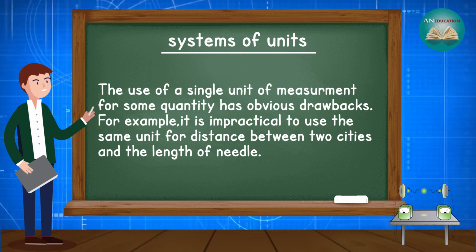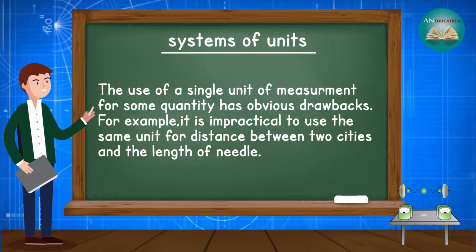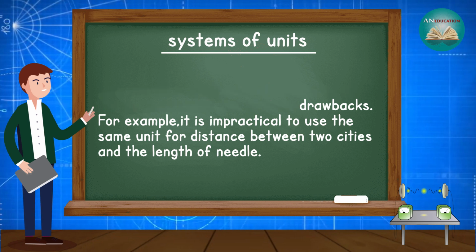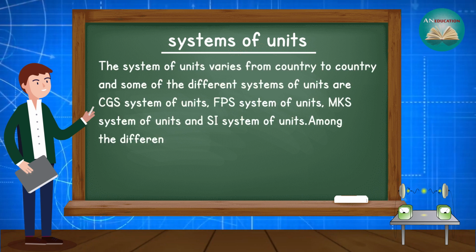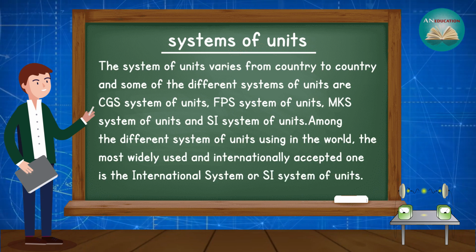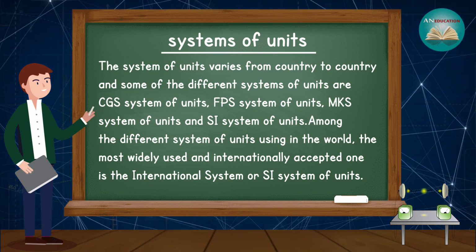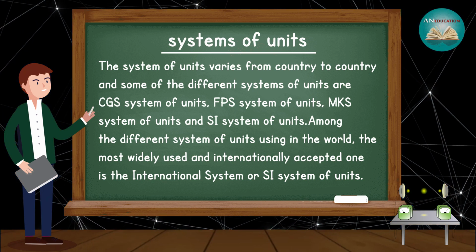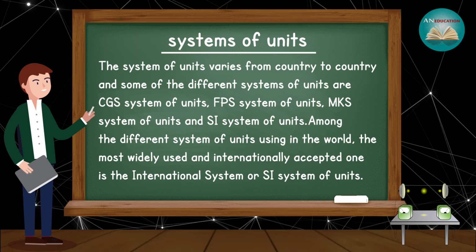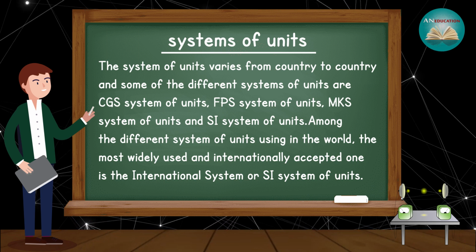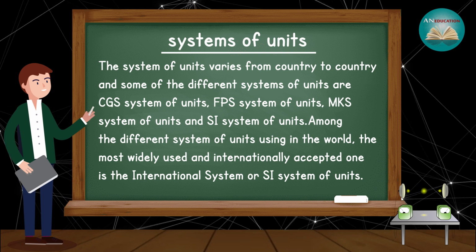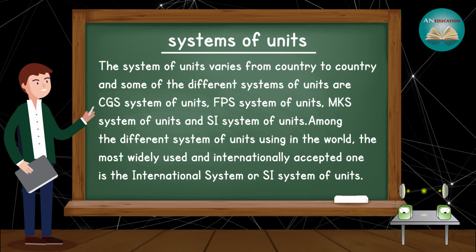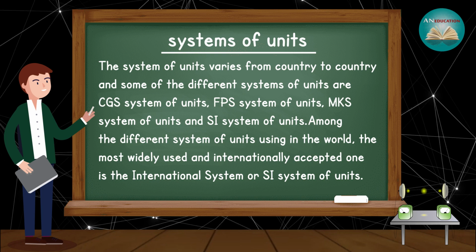The system of units varies from country to country, and some systems of units are the CGS system of units, the FPS system of units, the MKS system of units, and the SI system of units. Among the different systems of units used in the world, the most widely used and internationally accepted one is the international system or SI system of units.